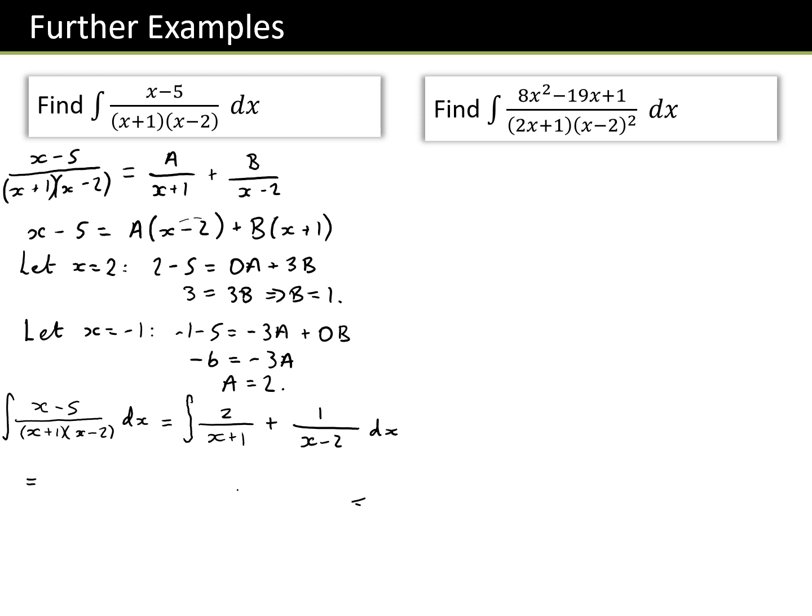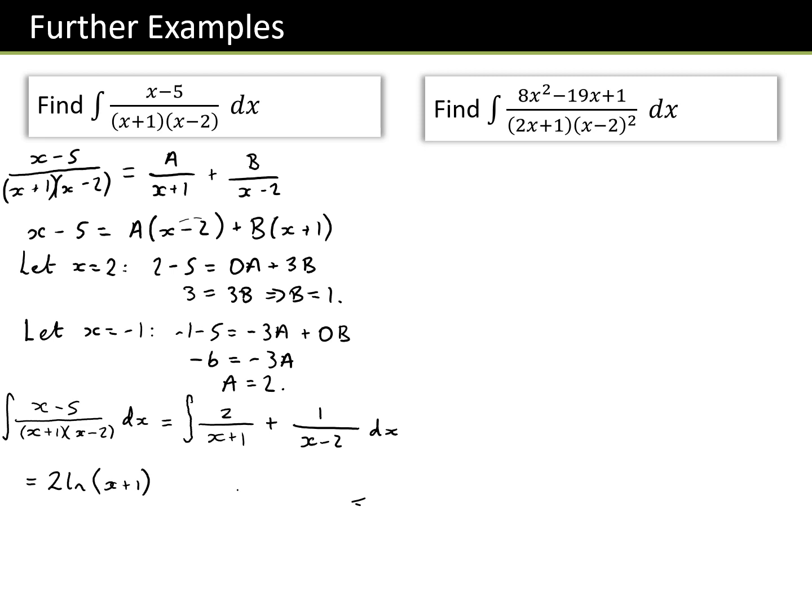Now 1 over x plus 1, it's pretty similar to 1 over x, isn't it? 1 over x integrated is natural log of x. So this is just the same as natural log of x plus 1 with the 2 constant to the front. Check if you need to divide by its differential. Its differential is 1, isn't it? So if you divide this by 1, you should get the same thing.